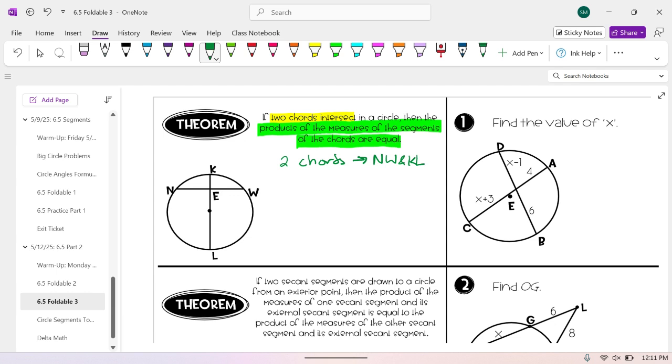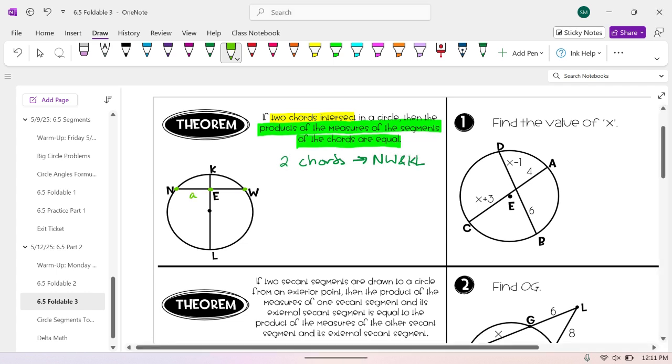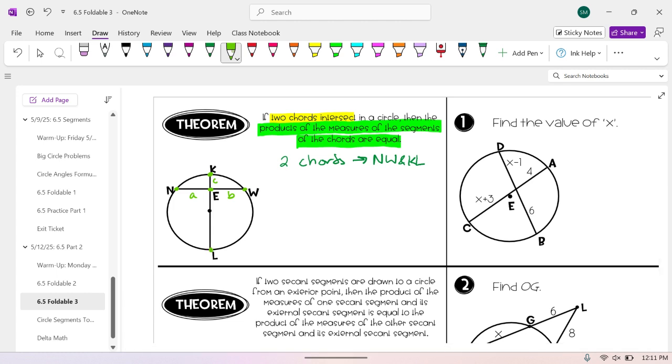And what that means is if I go from N to E, let's call that A. From E to W, let's call that B. From K to E, let's call that C. And from E to L, let's call that D. All that's saying is that if we multiply the different pieces of each individual chord, it would equal the product of the pieces of the other chord. So it just means A times B is equal to C times D.